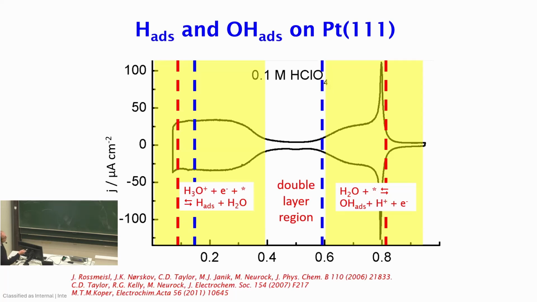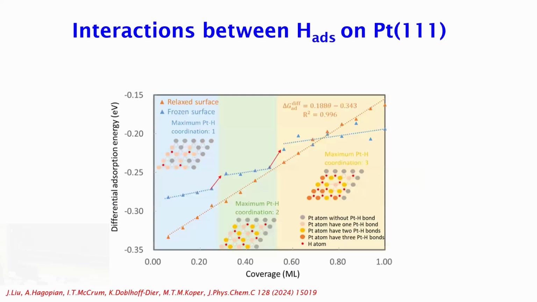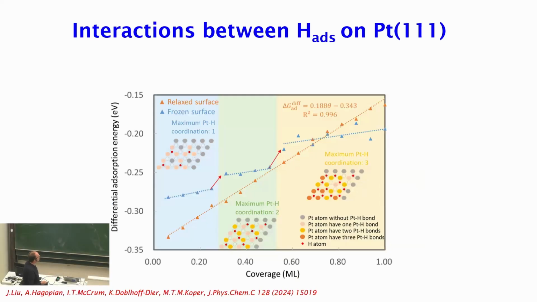This peak is broader than what you would expect on the basis of a Langmuir isotherm, so there must be repulsive interactions between the hydrogens adsorbing on platinum 111. And they're not very strong, they're still relatively weak, such that we can still use a mean field model to fit this. But we analyzed these interactions using DFT calculations. Here you see the adsorption energy of hydrogen as a function of coverage, and you see it gives a nice straight line. From the slope, you can sort of get an effective interaction between the hydrogens.